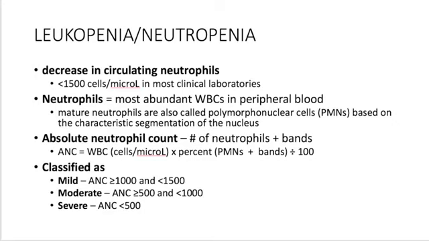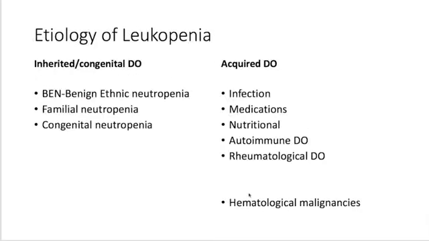Obviously, this is big with your cancer patients. We do have degrees of leukopenia: mild, moderate, and severe. So when we're looking at the etiology of leukopenia, you're looking at is it inherited or congenital? Here are the most common congenital disorders, such as benign ethnic neutropenia, familial neutropenia, or congenital neutropenia. Then we have acquired disorders, such as infection, medications, nutritional, autoimmune, rheumatologic, and then we also have hematologic malignancies.